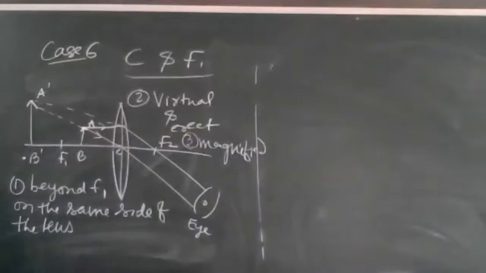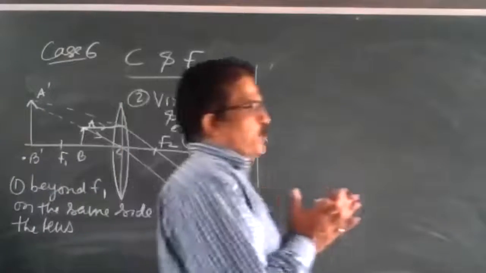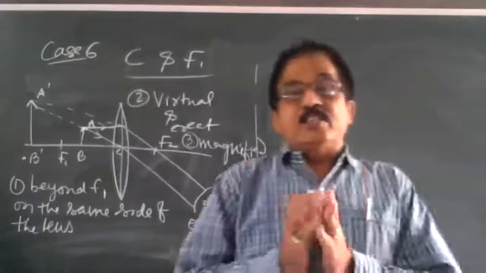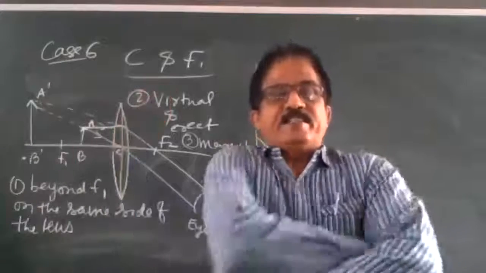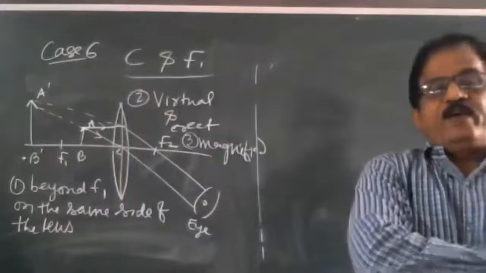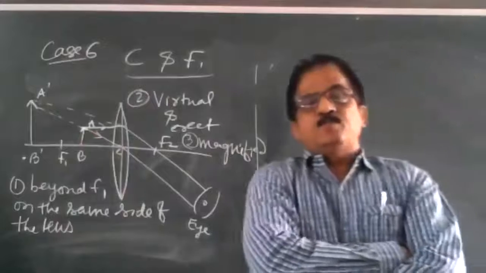So write down these 3 things. Dear children, we have seen the image formation by convex lens in 6 different cases, and we observe the reading like this. All are very, very important for us.